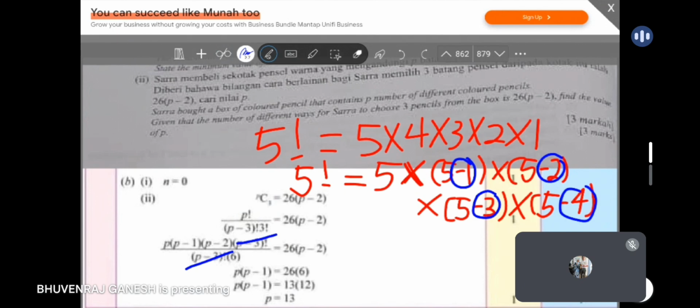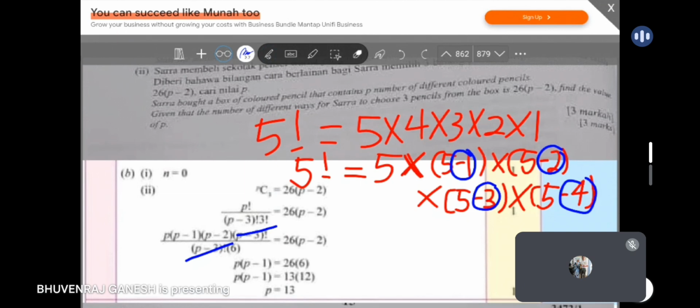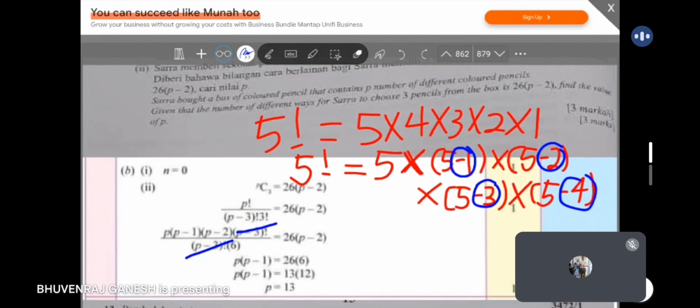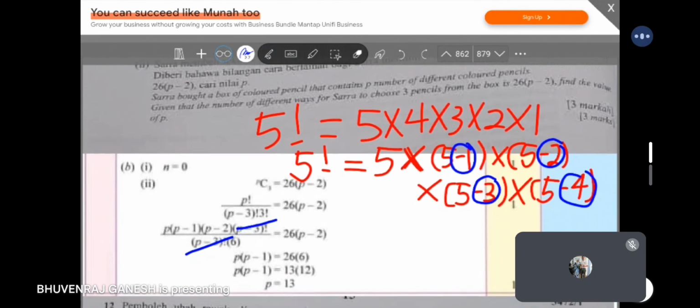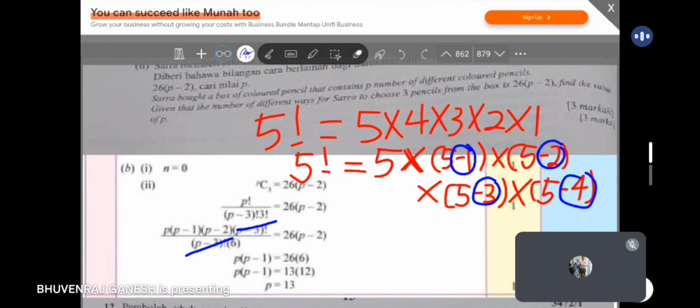We can see the similar term. So we just cut on top and bottom. Okay, for this question, and then we just need to darab silang. Okay, just cross multiply, and then you will get this equation. Kamu akan dapat persamaan ni. And then you just solve it until you get your p value. Selesaikan algebra biasa sahaja, okay, untuk cari nilai p.